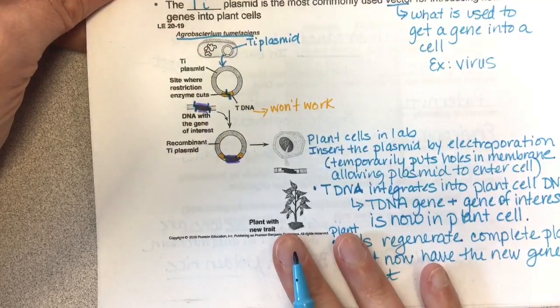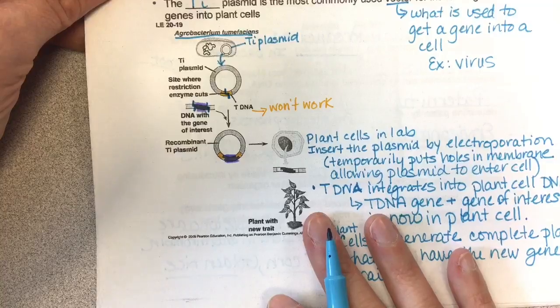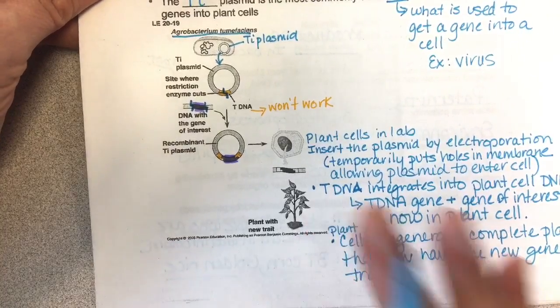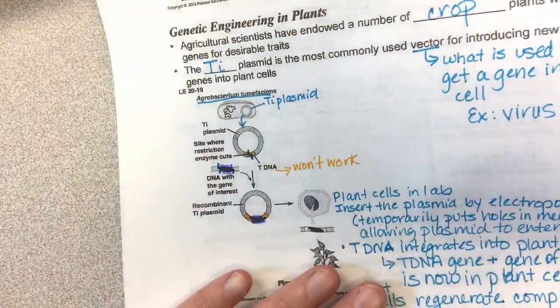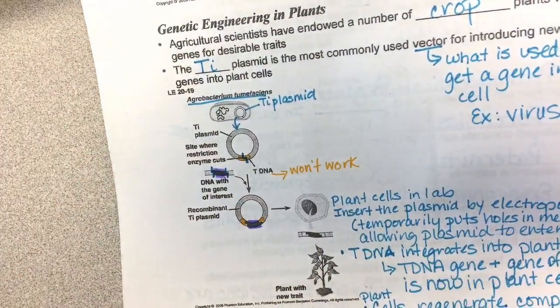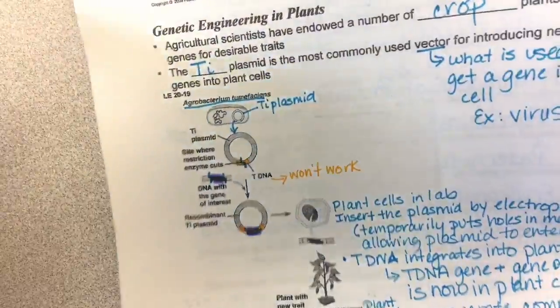That's unique with plants. We can't just take a random cell from a human and grow it into a whole other human. So that was the Ti plasmid being used with plants as a way to genetically modify plants that we use a lot.